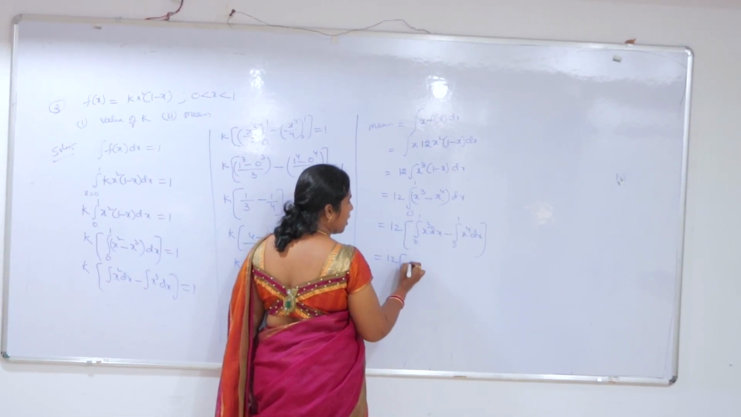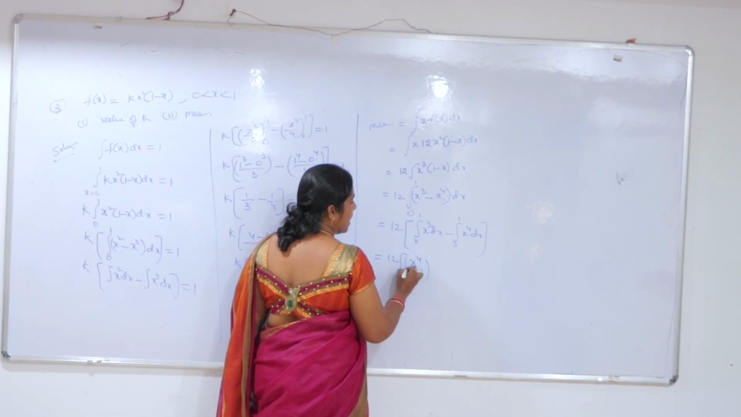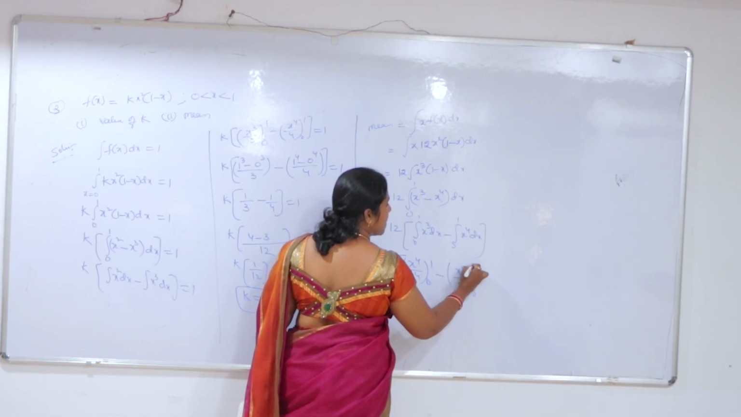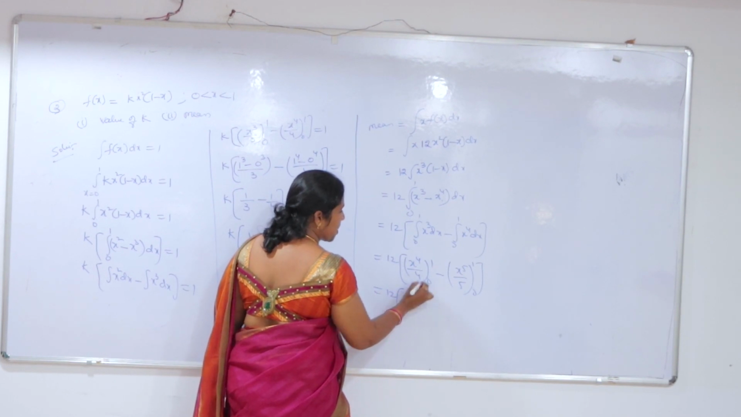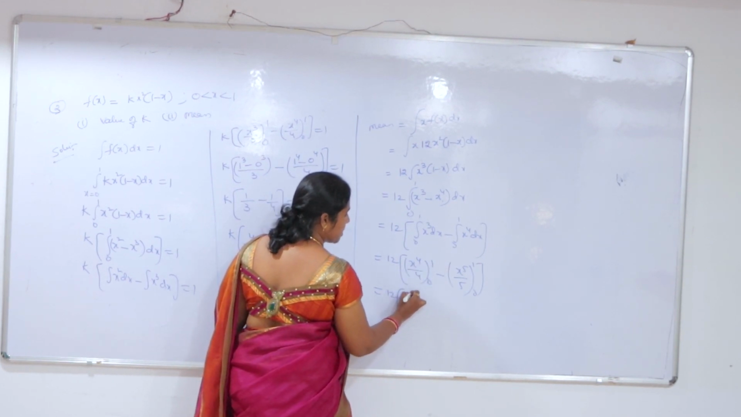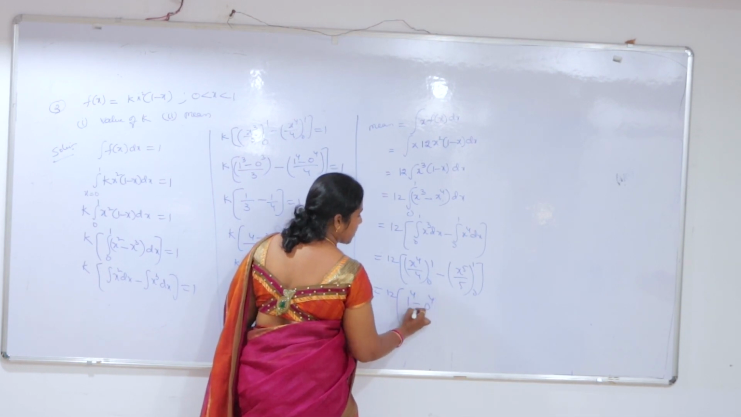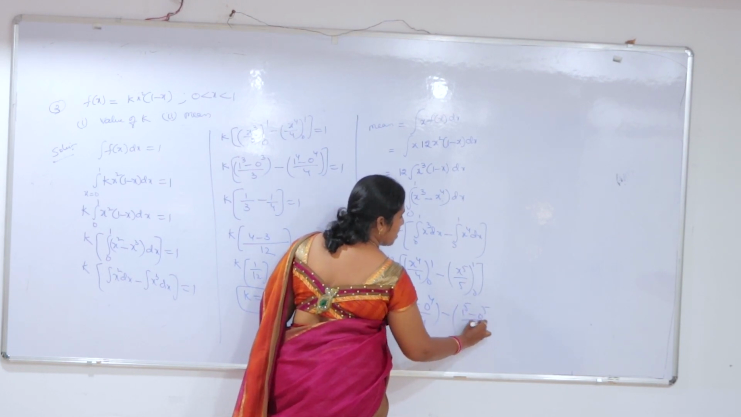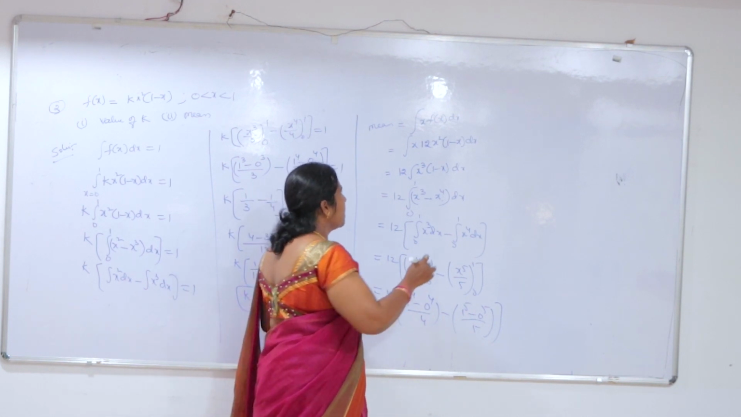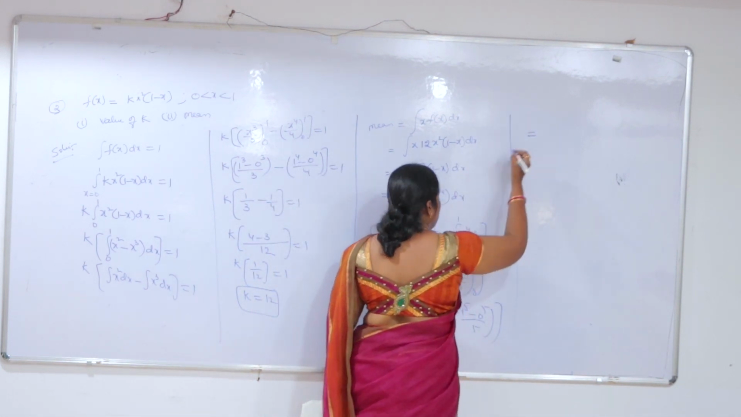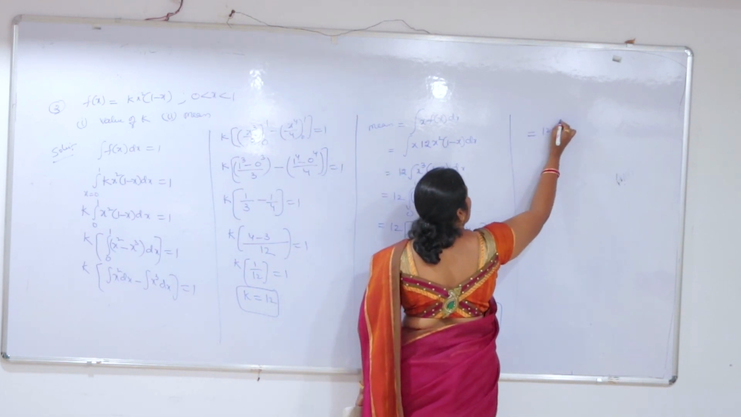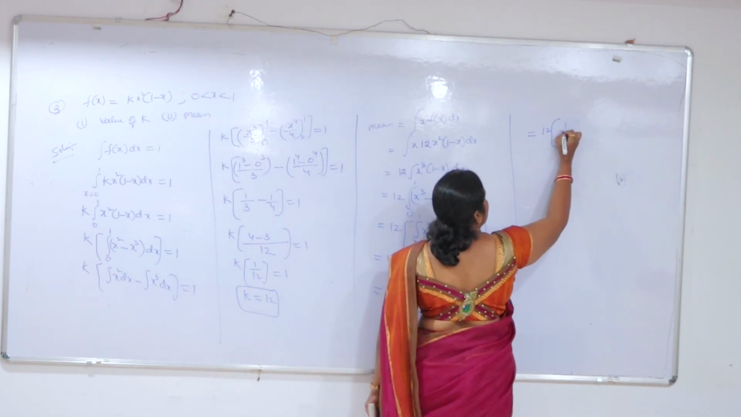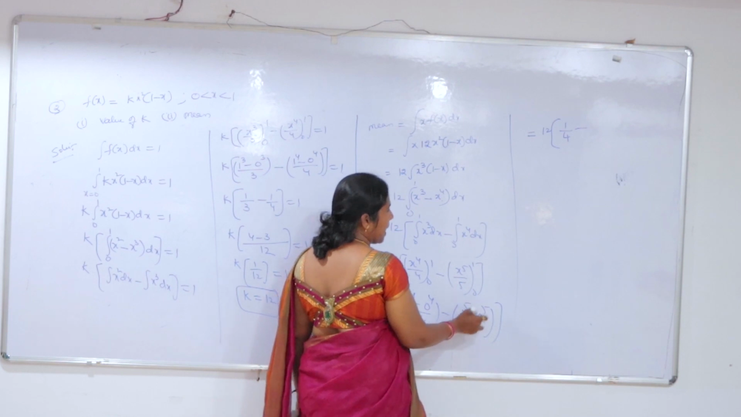So 12 into, integral of x cube is x power 4 by 4, limits are 0 to 1. X power 4 integration is x power 5 by 5, limits are 0 to 1. So 12 into first upper bound, next lower bound. In place of x, you substitute the upper bound 1, next lower bound, 1 power 4 minus 0 power 4 by 4 minus 1 power 5 minus 0 power 5 by 5. So what do you get? 12 into, 1 power 4 is 1, 0 power 4 is 0, 1 minus 0 is 1. So you'll get 1 by 4 minus 1 by 5.